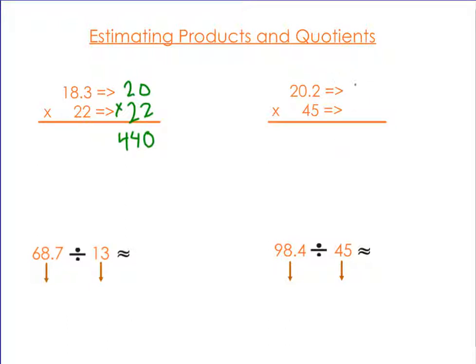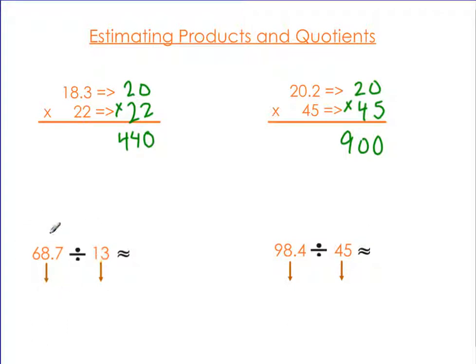20.2 will round to 20, and 45 can just be 45, or if you need to round it to 50, that would be fine as well. 45 doubled by that 2 is 90, and we have the 10 in the problem. So our product is 900. And if we multiplied 20.2 by 45, we would get approximately 900.